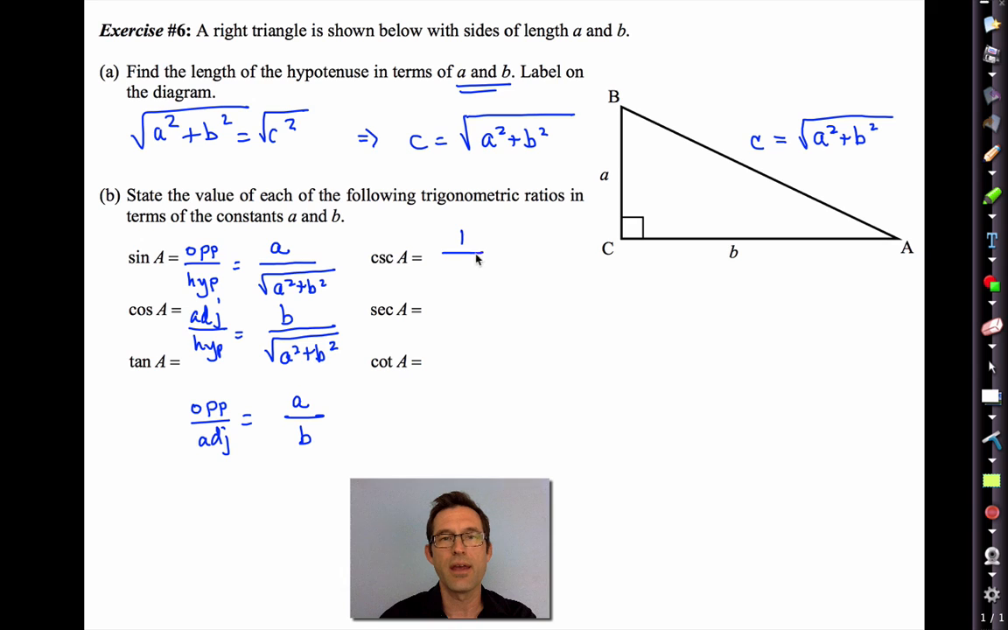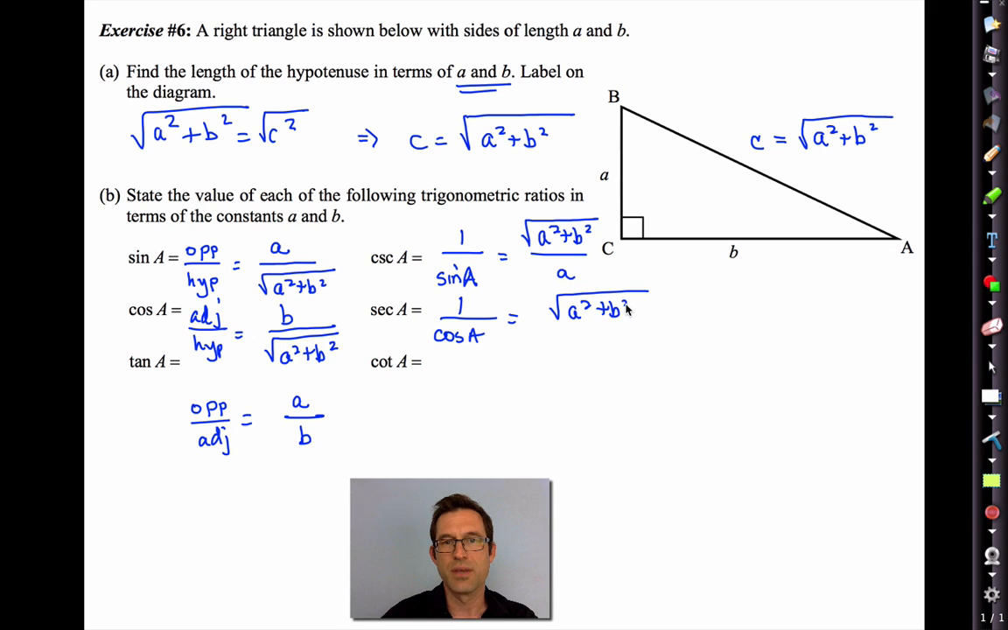Cosecant of A is 1 divided by the sine of A, and we could write that down here, but the whole point of reciprocals, of 1 divided by, is that it flips the fraction. So cosecant of A is the square root of A squared plus B squared divided by A. Secant of A, which will be 1 divided by the cosine of A, will be the square root of A squared plus B squared, divided by B. And finally, the cotangent of A, this is one place where it's nice to know it's 1 divided by tangent, is going to be B divided by A.